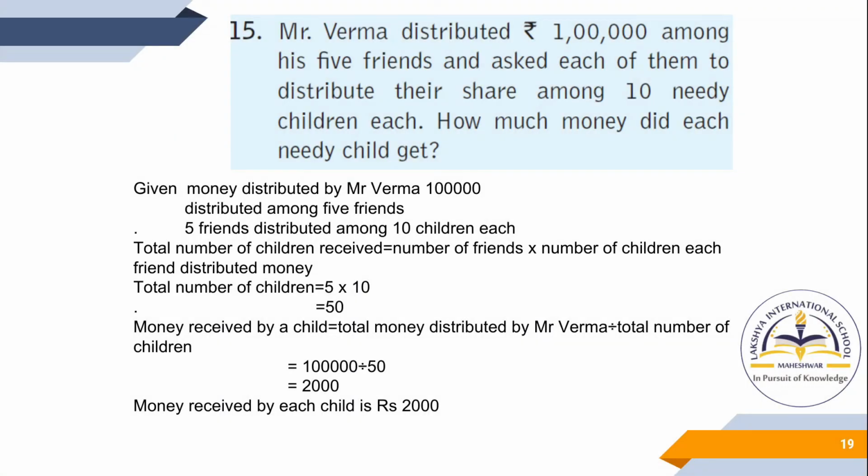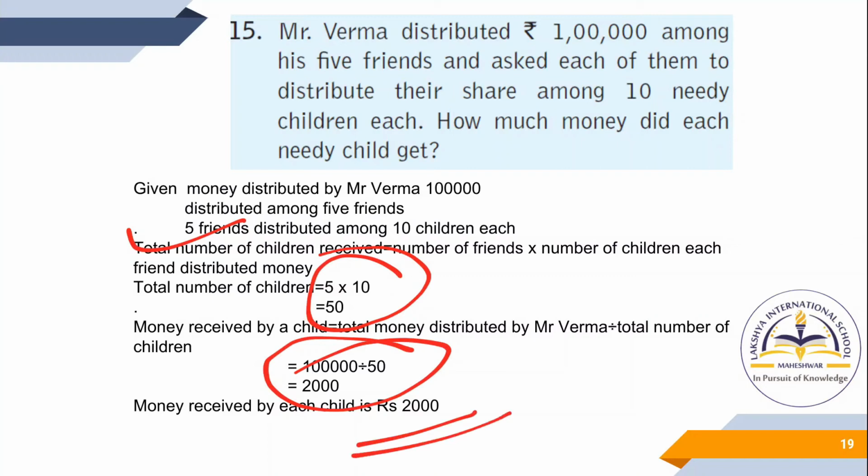Question number 15, Mr. Verma distributed 1 lakh among his 5 friends and asked each of them to distribute their share among 10 needy children each. How much money did each needy child get? Okay, so first you can see 5 friends distributing among 10 children each. So the total number of children will be 50. Now how much money do we have? 1 lakh. So 1 lakh divided by 50. So 2000 will be the money equally distributed to each child. Okay, this will be our answer.